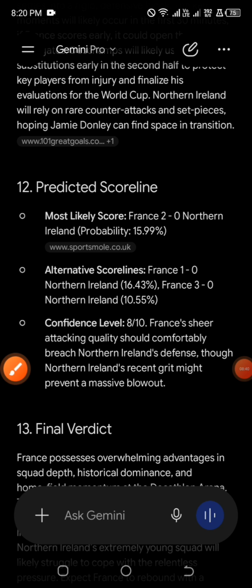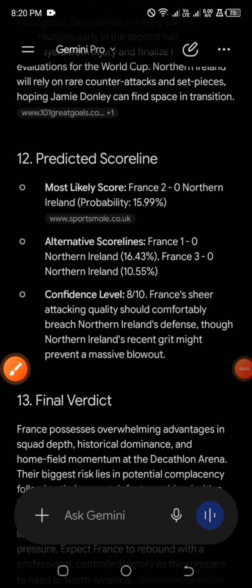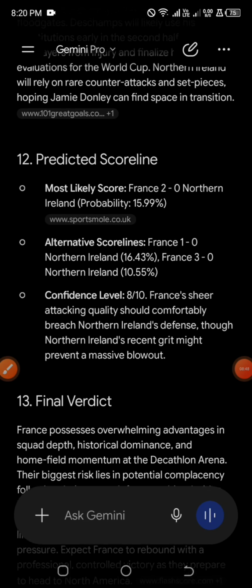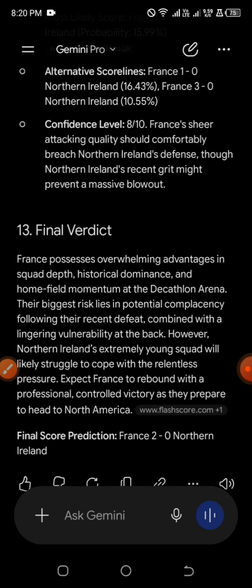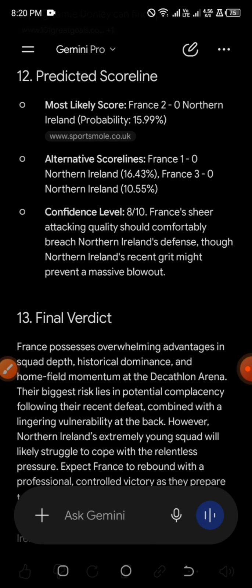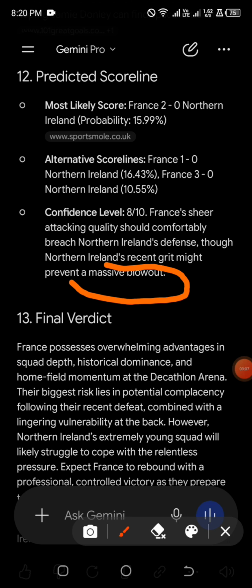more than one goal is because if you look at the confidence level, although it is 8/10, there's a particular aspect that says we shouldn't expect a blowout in this match. We have it here that the confidence level is 8/10. Attacking quality should comfortably breach Northern Ireland's defense, though Northern Ireland's recent grit might prevent it. So this gives us an insight that we shouldn't expect more goals in this match, so I will not be going for more than one goal. Let us just expect France to win this match.